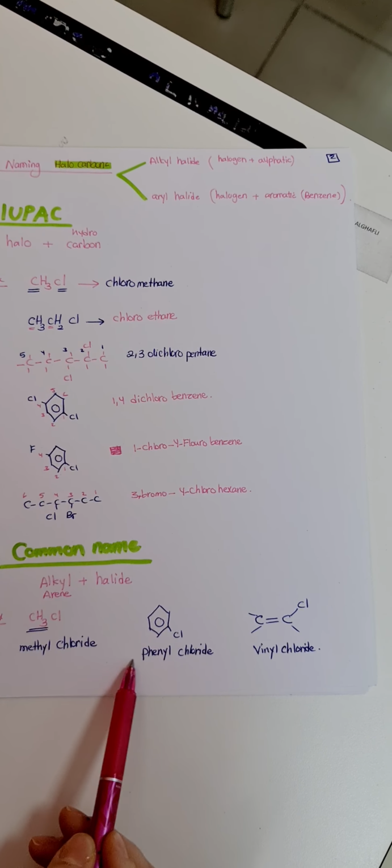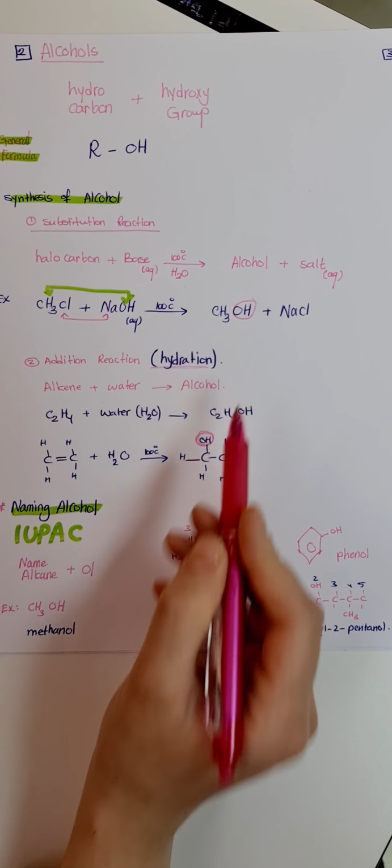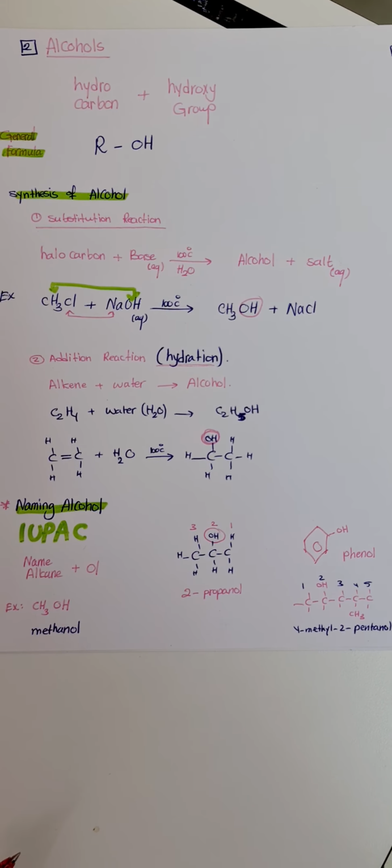The other way is by doing an addition reaction. Addition reaction is the same as for the halocarbons, where we add a halogen, but here I will add hydration. Hydration means the addition of water. I bring an alkene and I add water or steam at 100 degrees, and this will form for me alcohol. So as you see here, I have ethene, an alkene, I add water, it becomes ethanol. Now, how do I give a name for the alcohols?